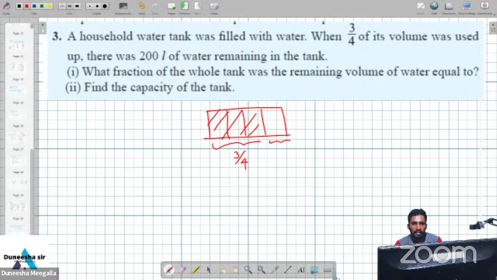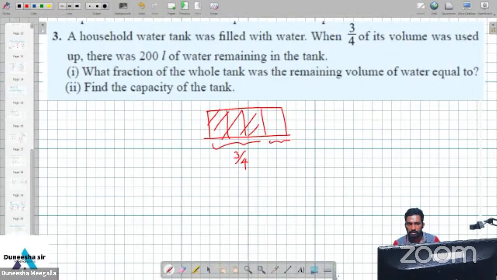Then the remaining part is equal to 200 liters. Asking how much the capacity of the tank is. Can you find out now? I think you can do it now.